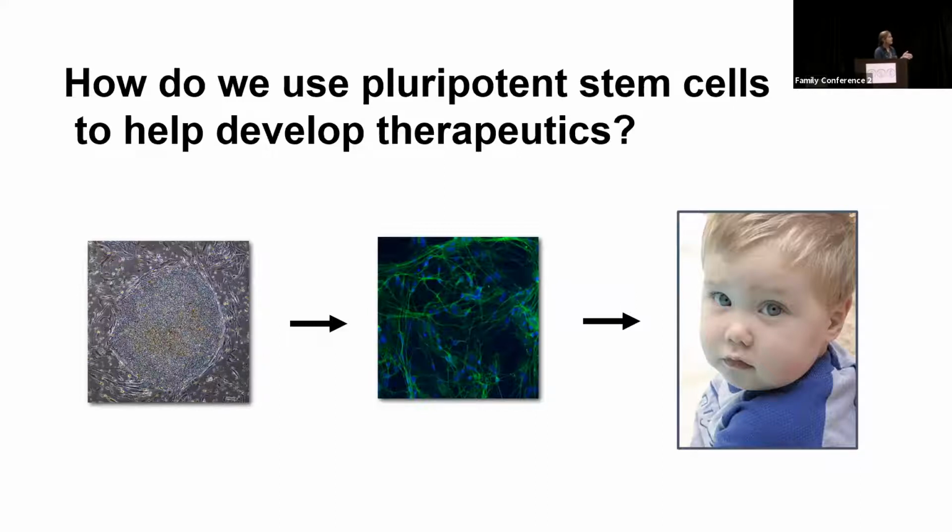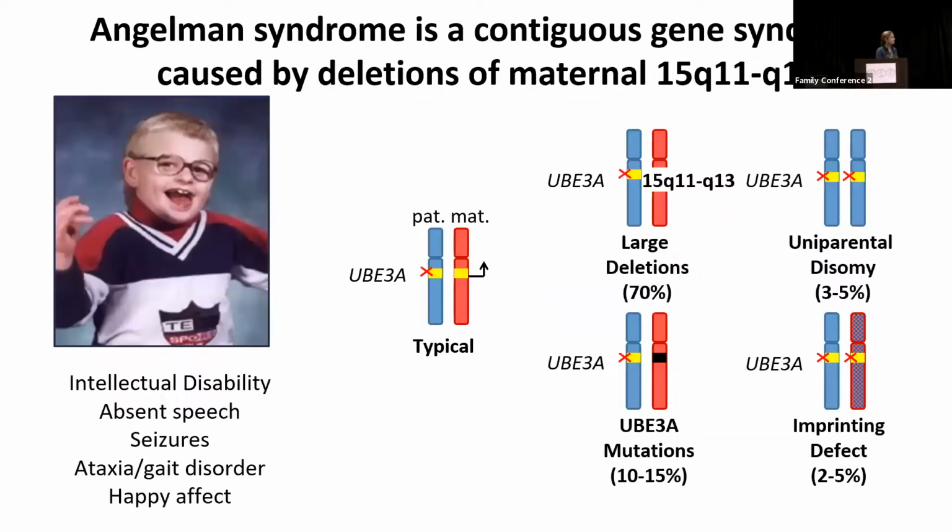So can we use these cells to help develop therapeutics? So I'm going to turn to a different disorder we study to help demonstrate proof of concept. So first of all, my lab also studies Angelman syndrome, and I'm going to say this differently than I ever would in an Angelman syndrome talk. I'm going to say that Angelman syndrome is a contiguous gene syndrome, meaning multiple genes, caused by deletions on maternal 15q11 to q13. And that's an accurate statement. 70% of the kids with Angelman syndrome have this large deletion.